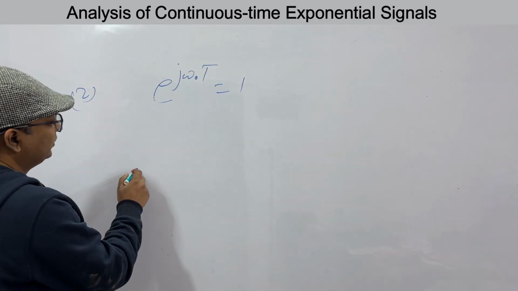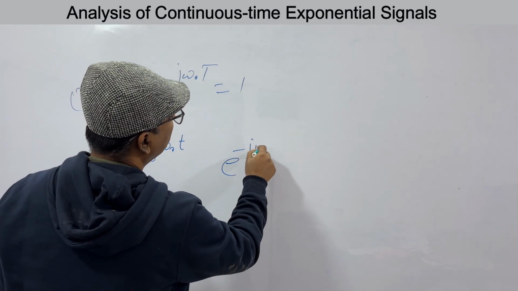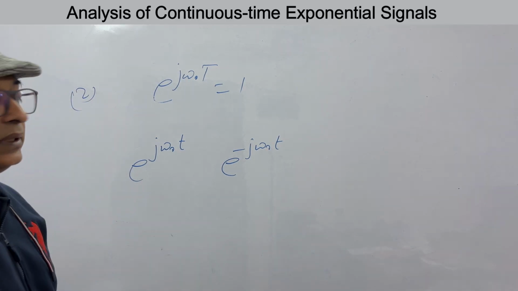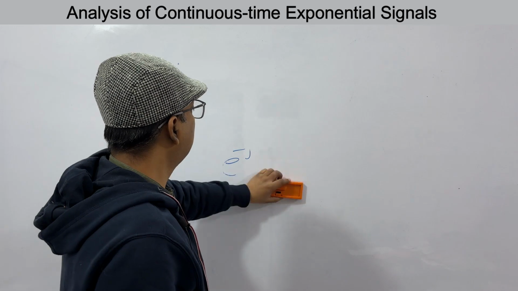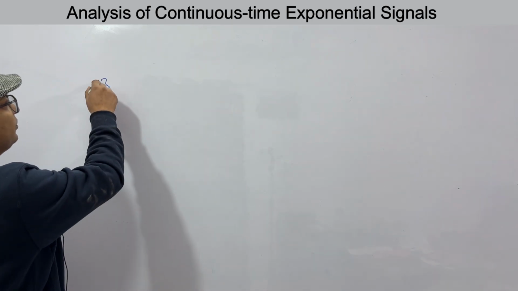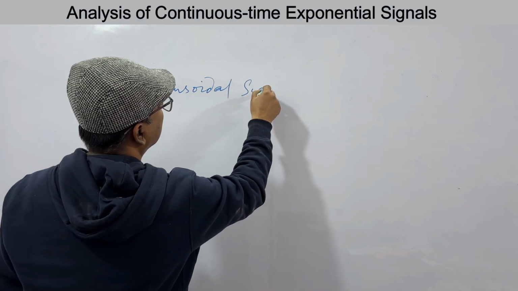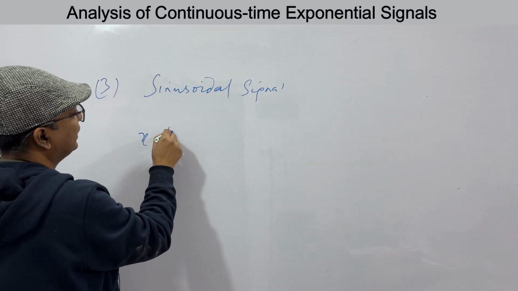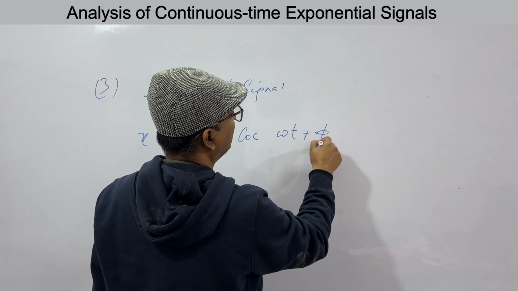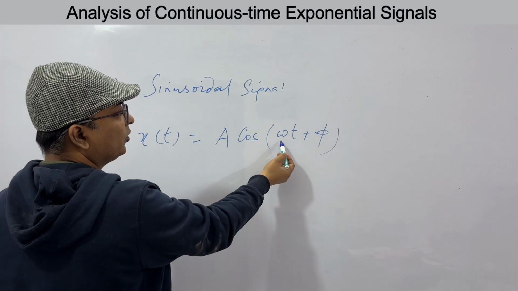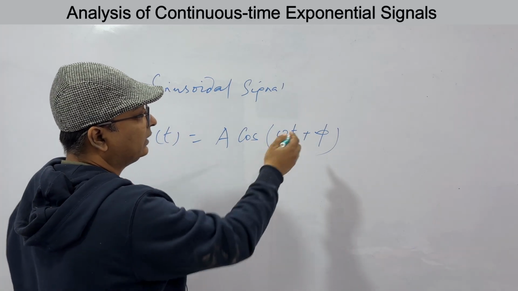You can observe that e to the power j omega 0 t and e to the power minus j omega 0 t both will have the same fundamental frequency. This should be kept in mind. Now let's see the sinusoidal signal. How do we represent it? We represent it like this: x(t) is equal to A cos(omega t plus phi), where A is the amplitude, omega is the angular frequency in radians per second, and phi is the phase difference in radians.